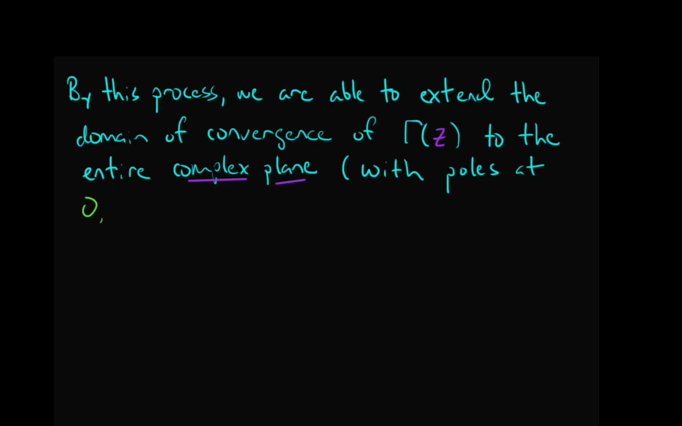We would still have poles at 0, -1, -2, -3, and so on, at 0 and all the negative integers. But that's one way to analytically continue the gamma function to the entire complex plane. And that's a neat trick.